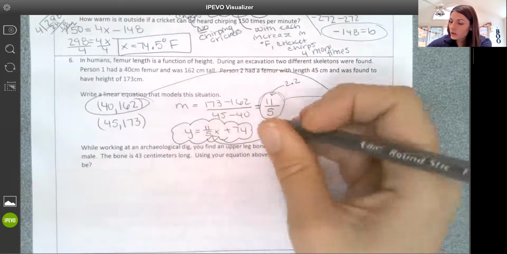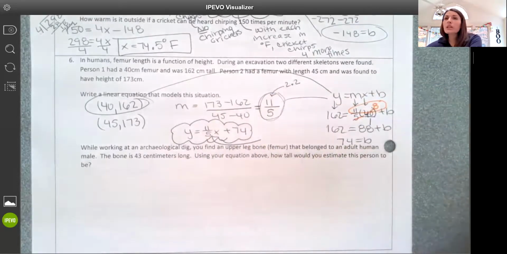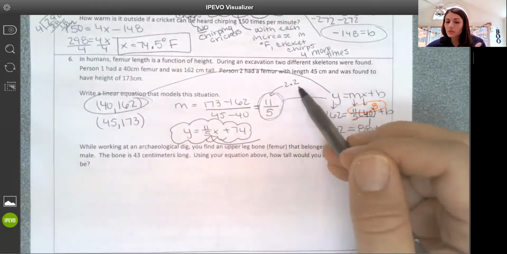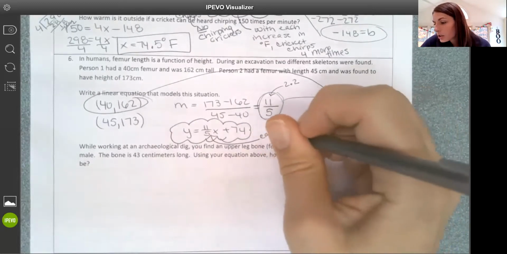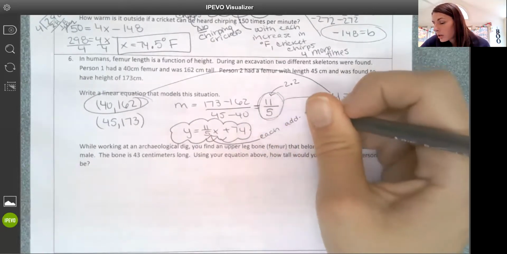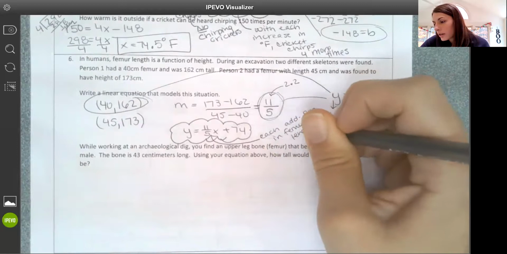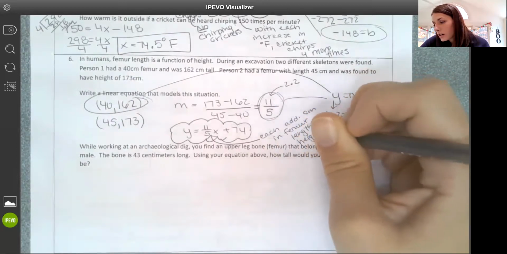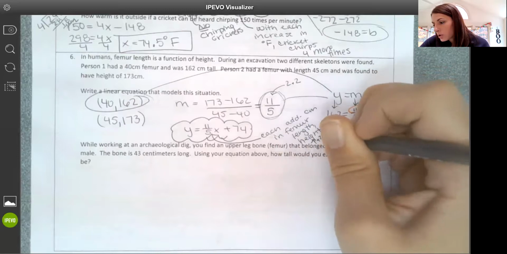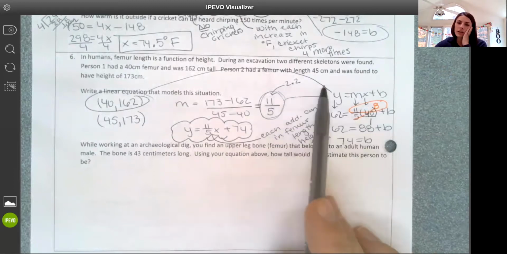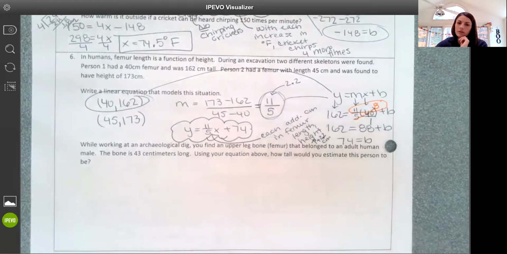So the slope, 11/5, would represent that for each additional centimeter in femur bone, I would anticipate an increase of 11/5 or 2.2 centimeters in height. Okay, so for each additional centimeter in femur length, the height would increase by 2.2 centimeters. That's what my slope means here. That's why it's nice to think about the decimal in this case. It's a little silly to say 11/5 of a centimeter.